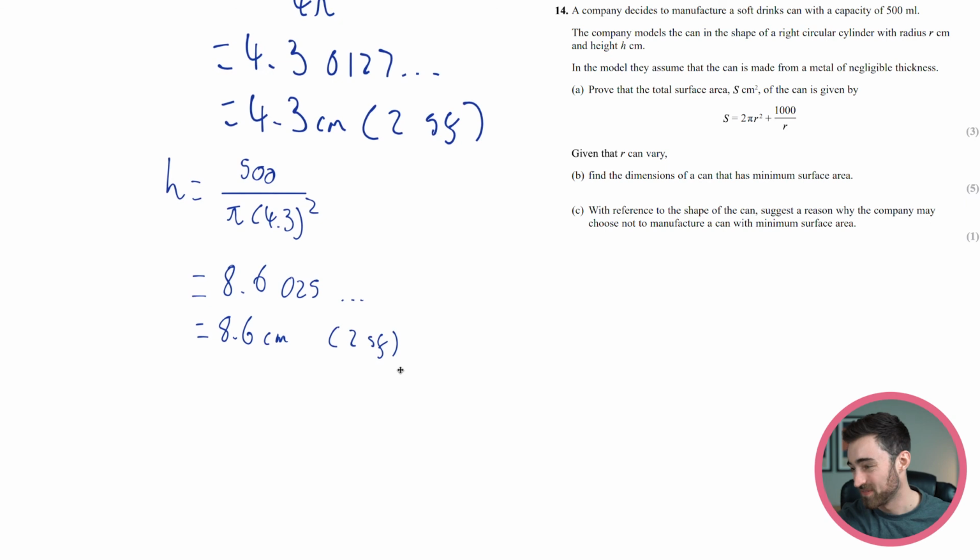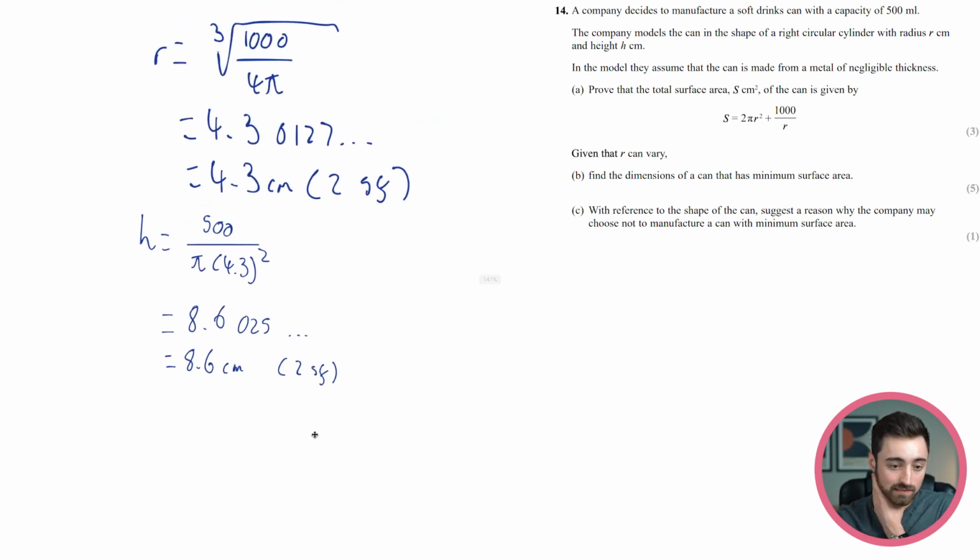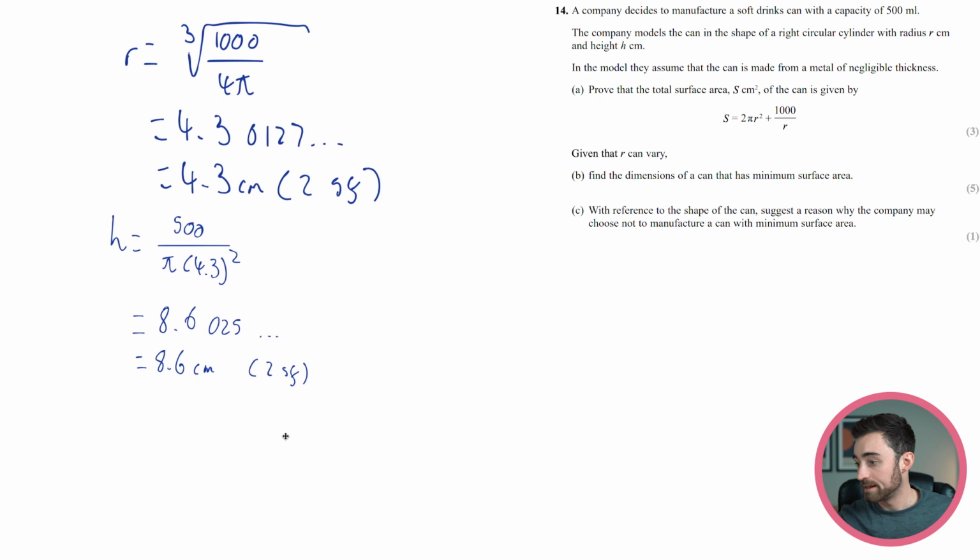Oh well. So, with reference to the shape of the can, suggest a reason why the company may choose not to manufacture a can with minimum surface area. Right, bit weird. Let's have a think.